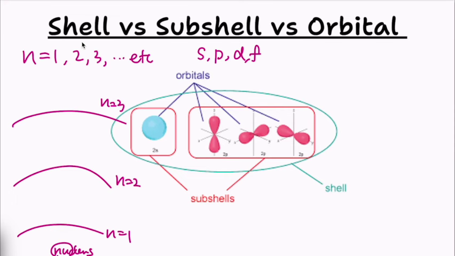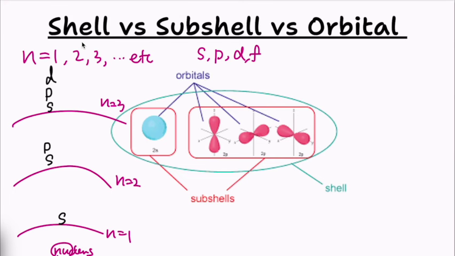As I said, on n equals 1, you have only the S subshell. On n equals 2, we have S and P. On n equals 3, we have S, P, D. Starting from n equals 4, we have S, P, D, F. In each of the subshells, we can fit in multiple electrons.